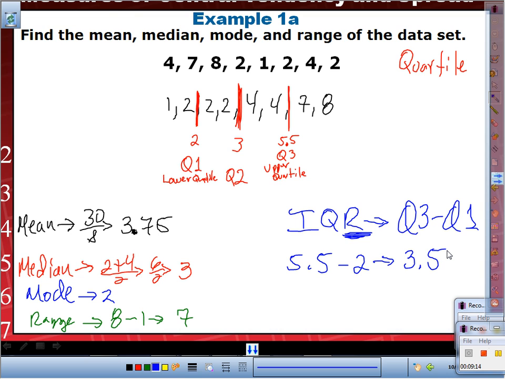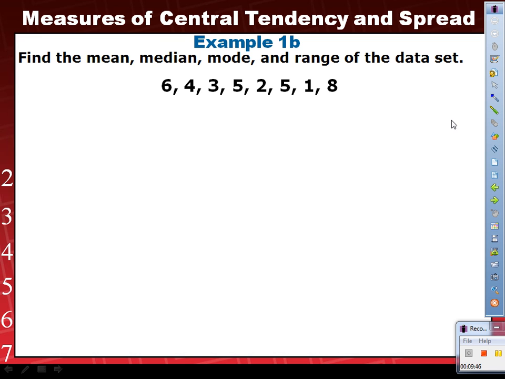We'll get there. I want you guys first to know this piece. Are we there so far? Okay. So I'm going to give you now another set of data. I want you to find me the mean, median, mode, range, Q1, Q2, Q3, and the IQR only. Everybody got it? Got it. All right, here we go. Here goes example 1B. You don't have to copy the instructions anymore. Just copy the data set. Here it goes. There it is. 6435251. Copy that and go.